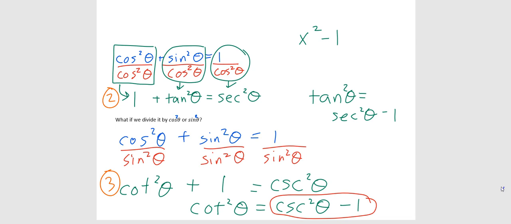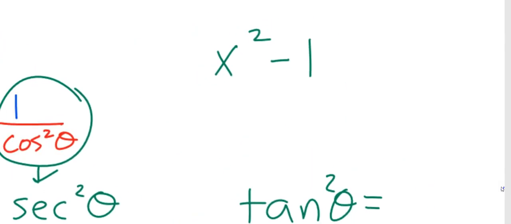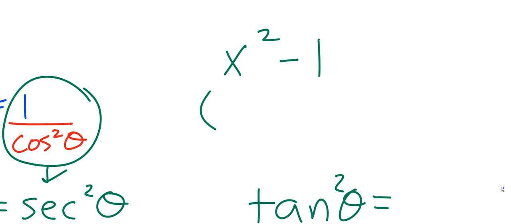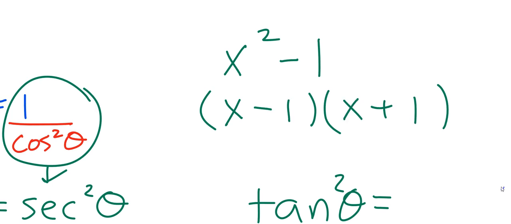Like, for instance, do you see a difference of perfect squares, and can you factor it? This is an Algebra 2 question. Actually, it probably takes us back to Algebra 1. What can we do with that? x minus 1 and x plus 1. That's something you should be able to do, right? I hope.